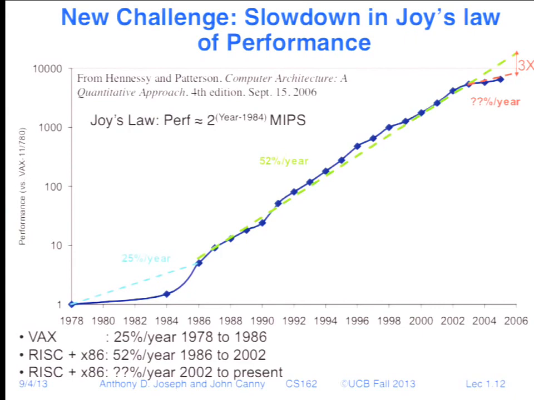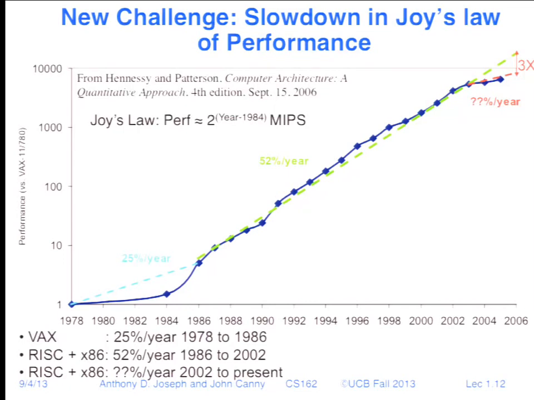year. So if you're a software developer, this 1986 to 2002 was the golden era. Because all you had to do was sit back, and every year, your program got 50% faster. You didn't have to do anything. Just look at it, 50% faster each calendar year. That was awesome. But something happened here in 2002.